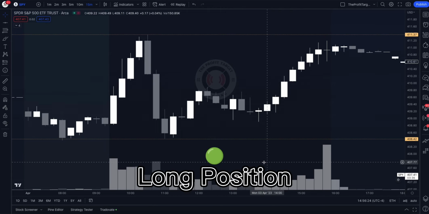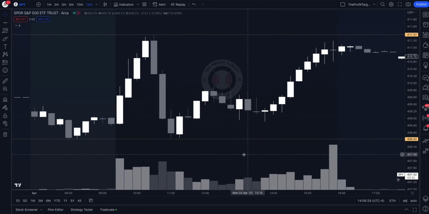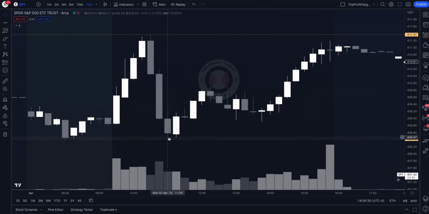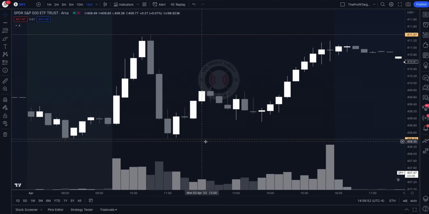To enter a long position at a support level, we first look for a bounce. Then we'll look for a bullish price action confirmation signal, such as a hammer or bullish engulfing candlestick pattern like in this example, to form at or near the support level. Once both have occurred, we'll enter a long trade at the close of the candle and place a stop loss below the support level.